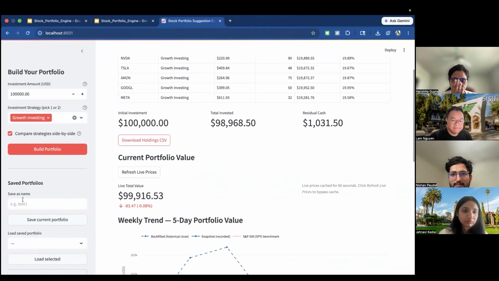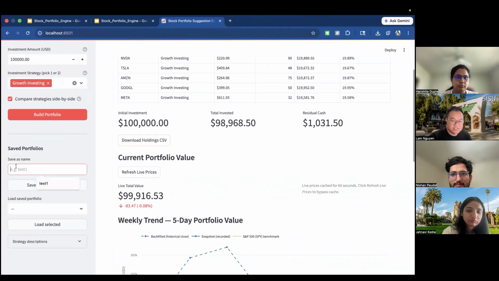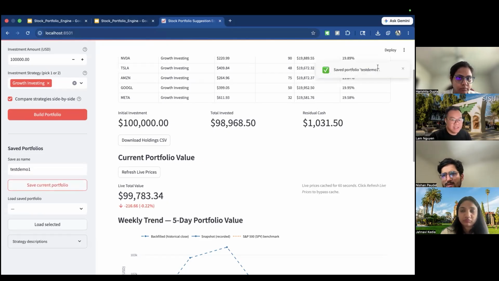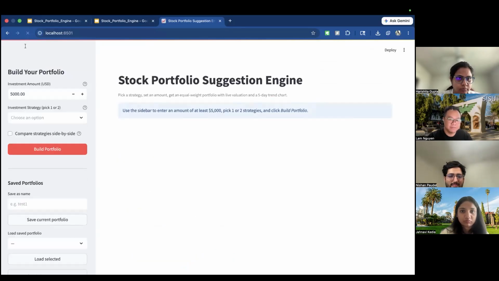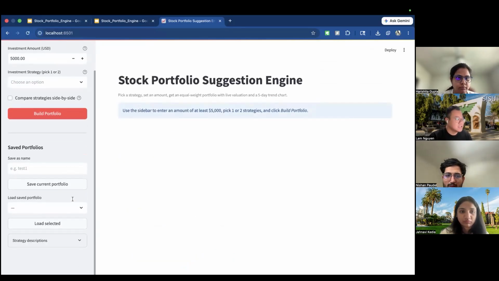Test case number 10 is the save and load feature, which uses our JSON storage layer. Can you type test demo 1 in the portfolio name field and then click save? So we have saved this growth portfolio as test demo 1. The storage layer writes it to data, portfolios.json. Now I will refresh the entire browser page to prove the persistence.